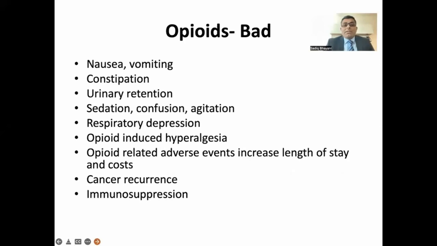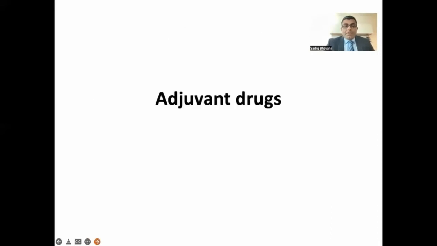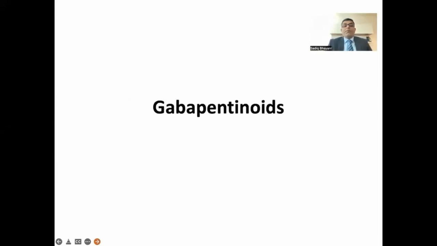The bad thing is it causes a lot of side effects: nausea, vomiting, constipation, sedation, agitation, respiratory depression, and these are the concerns. Opiate-induced hyperalgesia is a big concern if patients are given high doses of intraoperative opiates like fentanyl. Opiate-related adverse events increase with the length of stay as well as the hospital cost, and there are two other concerns being expressed: cancer recurrence and immunosuppression. So that brings us to what we can do to reduce opiate consumption: the use of adjuvant drugs.